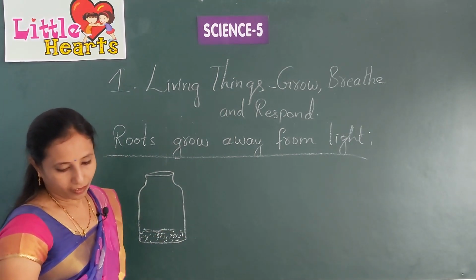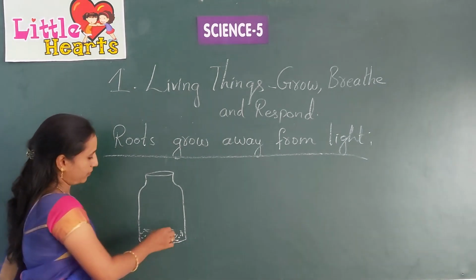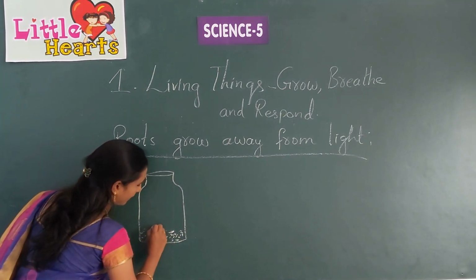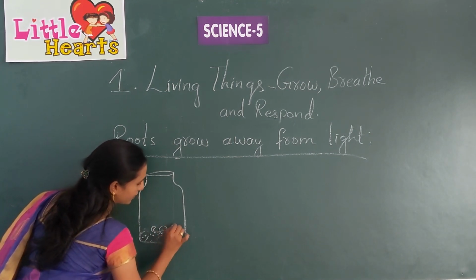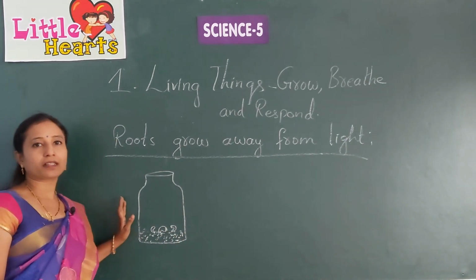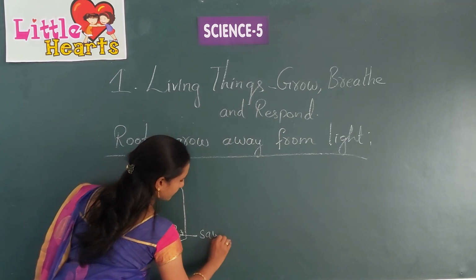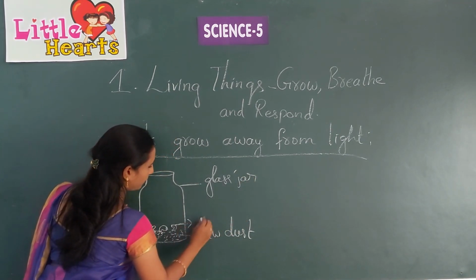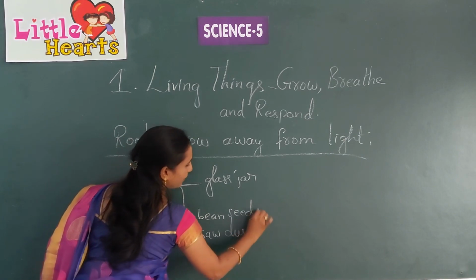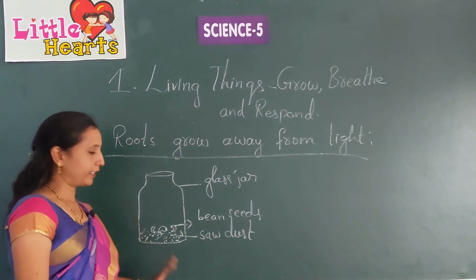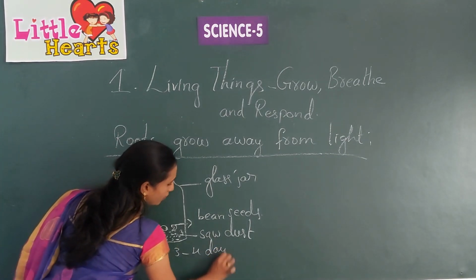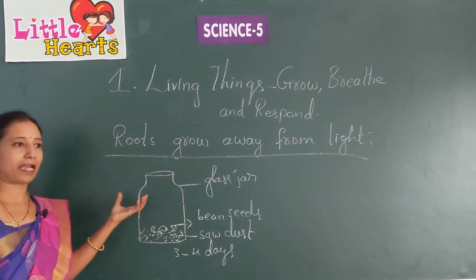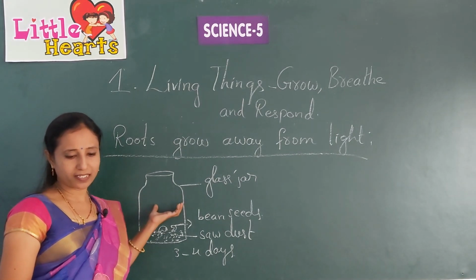Spill some water over it, and now place the bean seeds over it in different directions, not in similar directions. Then wait for 3 to 4 days. So we need sawdust, a glass jar, and bean seeds. The jar should be kept where sunlight is available, but not directly in the sunlight.